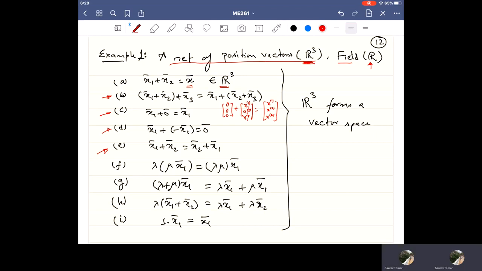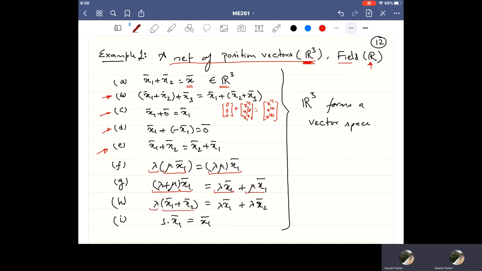Now, to define the function f, you just scale by multiplication. So mu times x1, and when you then scale it, you get lambda mu times x1. Of course, it does that. Lambda plus mu times x1 is the same as lambda x1 plus mu x1. Yes, it does that.